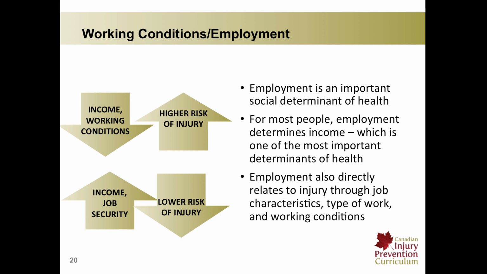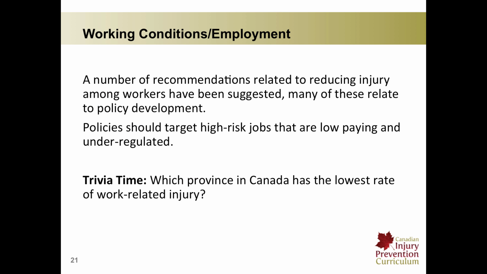Another important factor relating to employment as a key determinant of injury is job security. Employees who are forced to take intermittent or precarious work have increased levels of stress and overall poorer health than those in permanent positions. They are also less likely to have health care benefits to supplement those covered under provincial health care. A number of recommendations related to reducing injury among workers have been suggested. Many of these relate to policy development. Policies should target high-risk jobs that are low-paying and under-regulated.